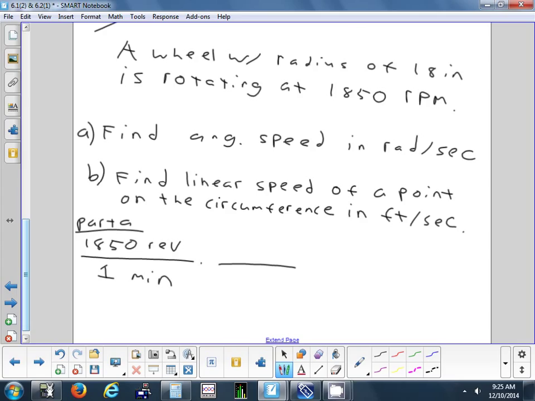How about Brandon? Tell me, what would you multiply by here? Could do 1 minute over 60 seconds. Yep, you could do that. 1 minute, there's 60 seconds, so he took care of the time unit. They wanted it in seconds. And now we have to get revolutions to radians. So how do we do that? 2 pi over 1. Yeah, it's 2 pi radians in 1 revolution. Look at your units. Radians is in the top, seconds is in the bottom, and multiply it out.